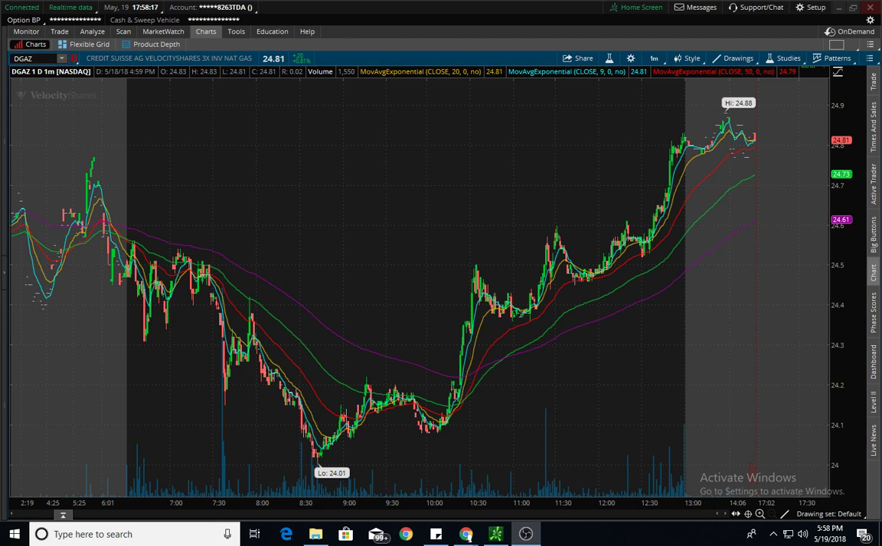Okay, so this section is going to be about moving averages. Now, as you can see here, I use 5 different moving averages. I use the 9, the 20, the 50, the 100, and the 200.